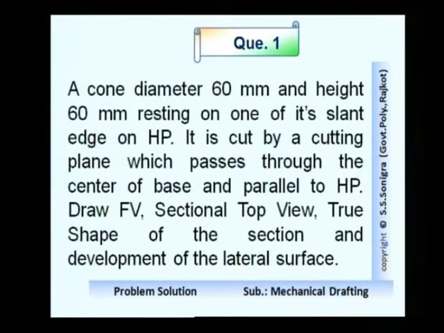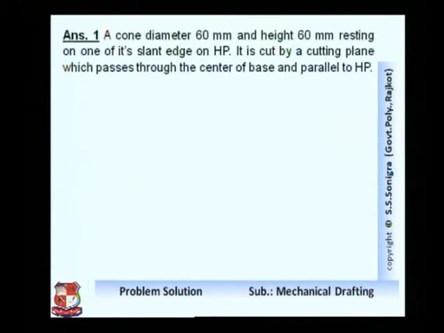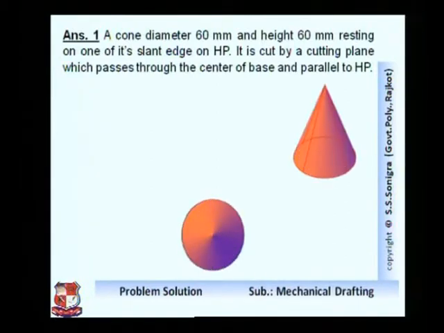Here the cone is given with diameter and height, and this cone is cut by a cutting plane which passes through the center of the base and parallel to the horizontal plane. So first we have to draw a cone. This is the isometric view of the cone, and if we look from the top side of the cone, it will appear as a circle as drawn over here, and the diameter of the circle is known to us, that is 60 millimeter, and the triangle would be its front view. So if you look from the front direction, it would appear as a triangle.